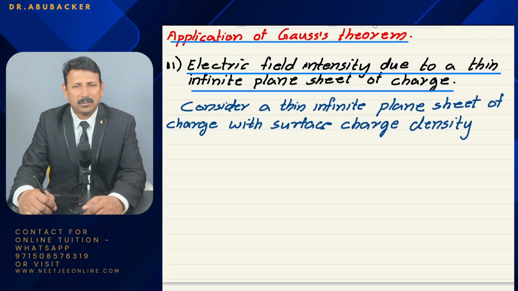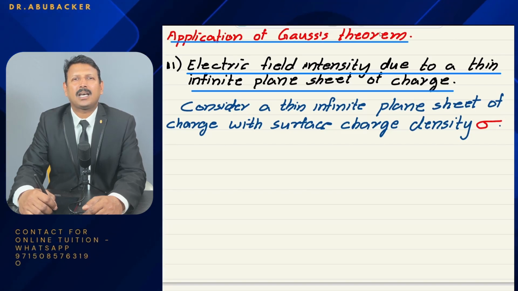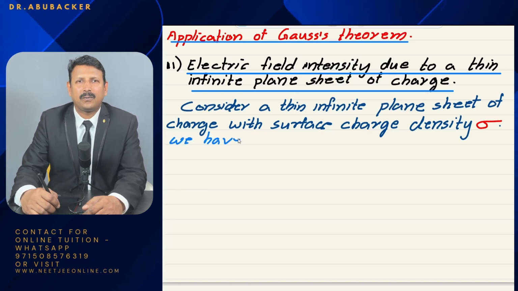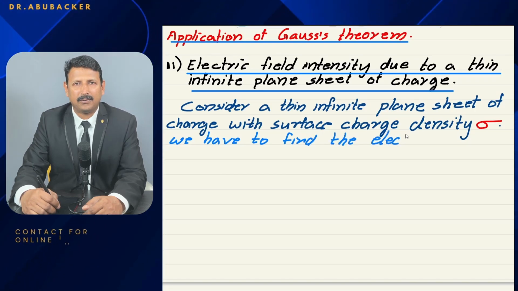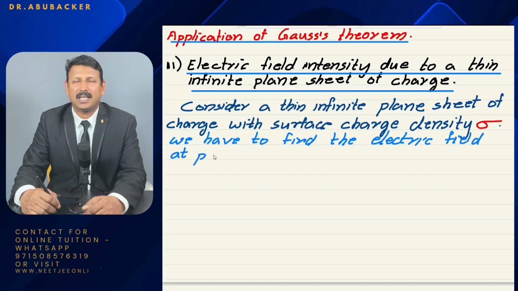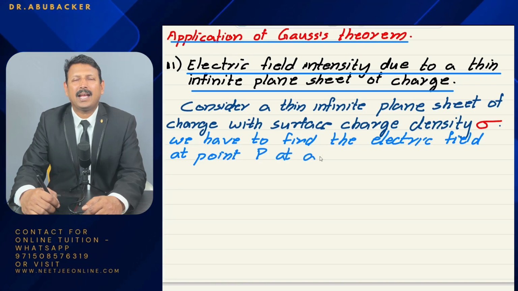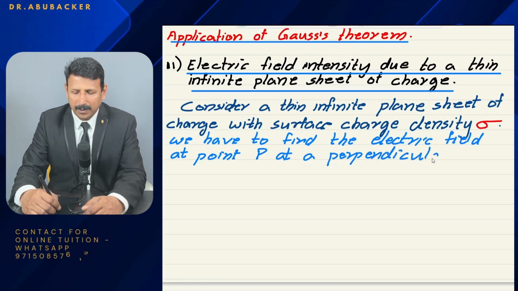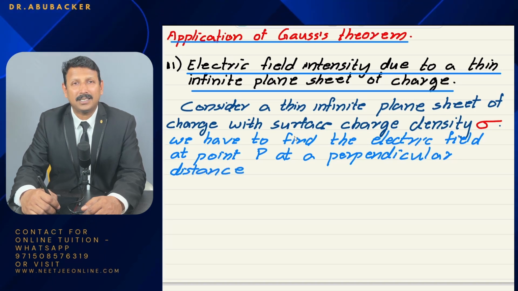So always we want to write something about what we are going to do. Consider a thin infinite plane sheet of charge with surface charge density sigma. We have to find the electric field produced due to a thin sheet. That is the topic here. We have to find the electric field at point P at a perpendicular distance from the sheet. Let me complete this writing, then we can go to the explanation part of it. Just have a look into the text.